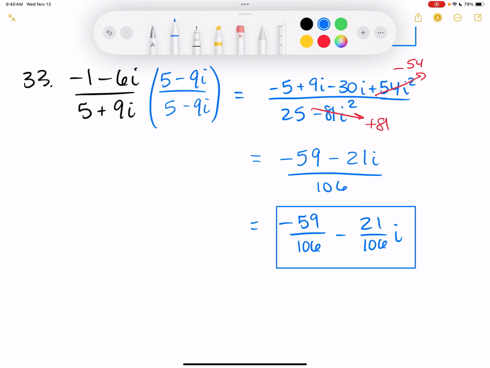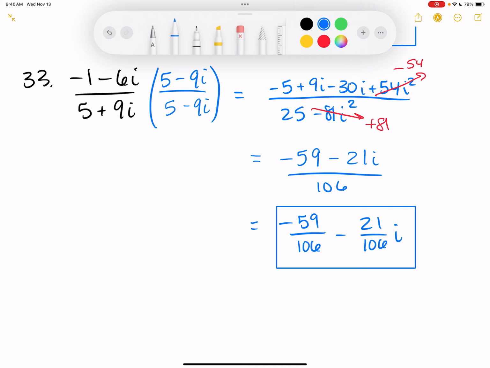All right, so we multiplied by the complex conjugate. On top, we foiled, and we get negative 5 plus 9i minus 30i plus 54i squared. The 54i squared turns into negative 54. On the bottom, we have a difference of squares, so 25 minus 81i squared. Negative 81i squared turns into a positive 81. Combine like terms, you get negative 59 minus 21i over 106, and then we split it up to be in a plus bi form. If you did something wrong, do you see where you went wrong?